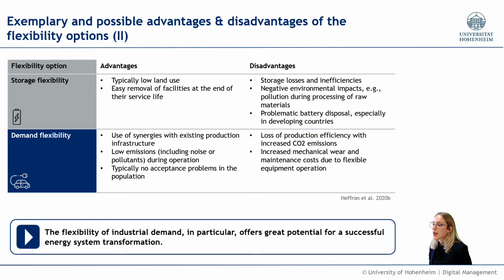Last but not least, we have demand flexibility. So the advantages here are the use of synergies with existing production infrastructure, low emissions during operation, and typically no acceptance problems among the population. The disadvantages refer to loss of production efficiency with increased carbon emissions and increased mechanical wear and maintenance due to flexible plant operation. Industrial demand flexibility in particular offers great potential for a successful energy transition.